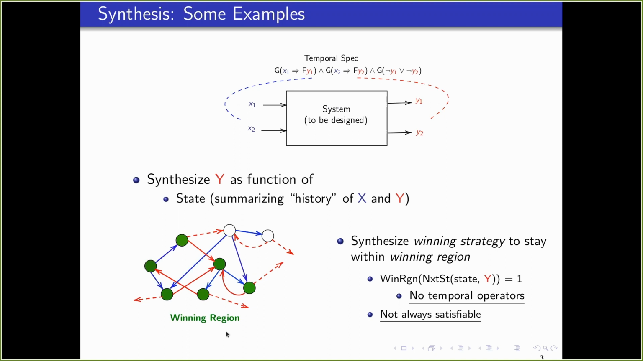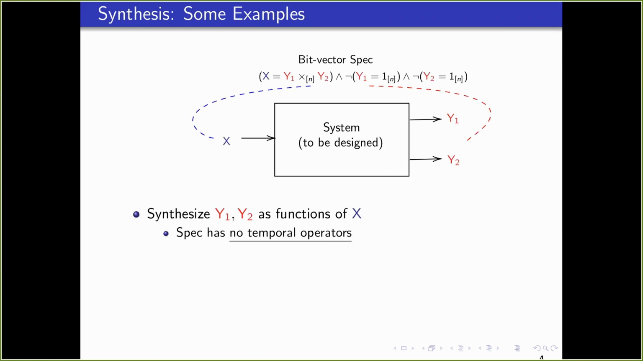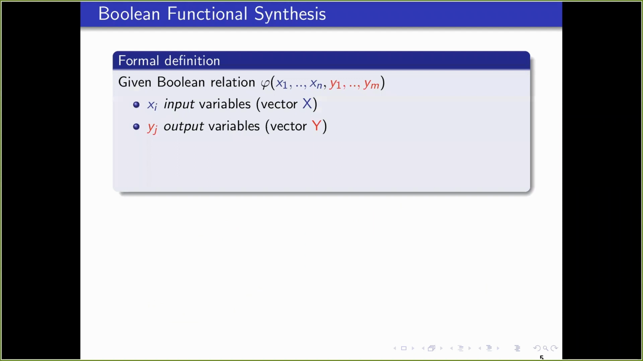Yeah, so does that answer your question, Deepak? Yeah. I think that clarifies it. Yeah. Okay. So for symbolic winning region calculations, this still remains a problem that from each state I have to find out what output to generate, and that's the problem. Okay. Great. So here is the Boolean functional synthesis problem.